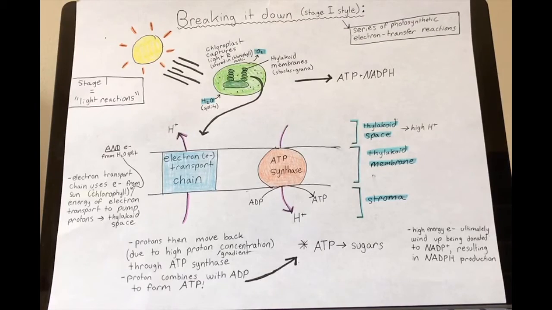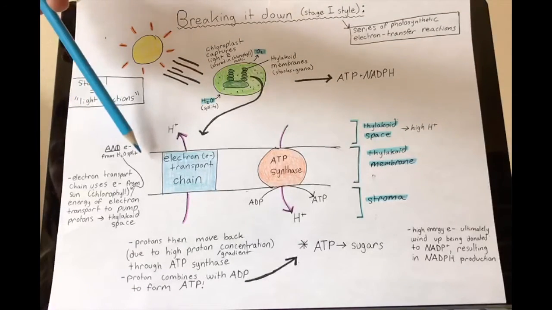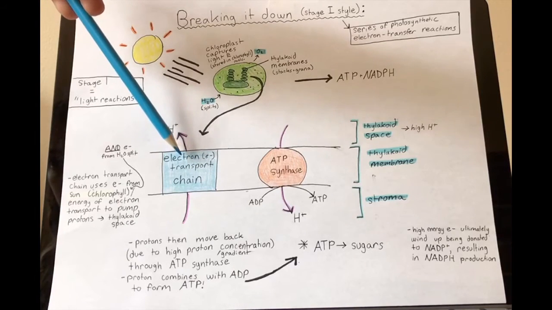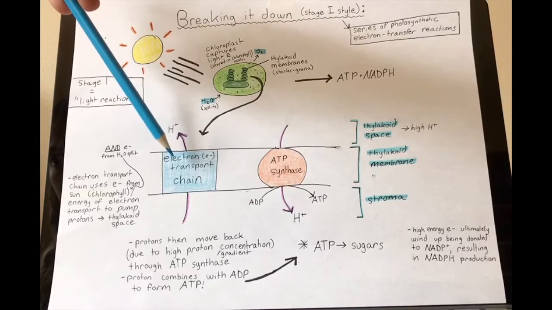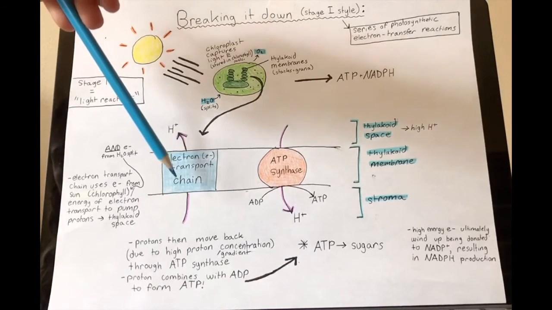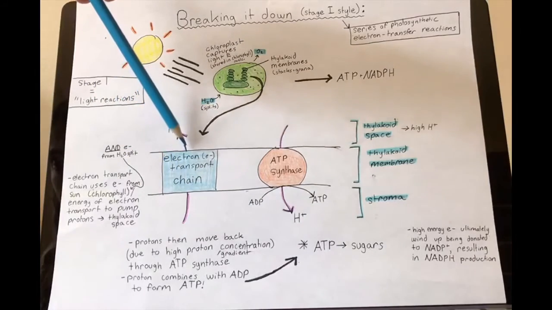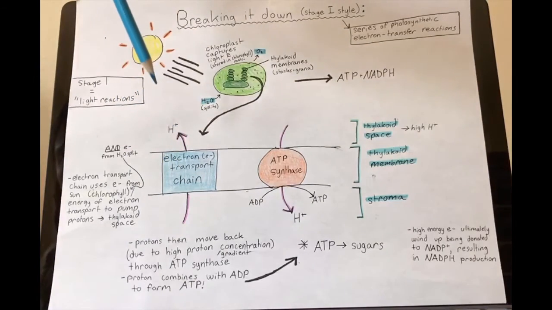We then focus on the thylakoid membrane gradient and see how the electron transport chain uses energy from the sun, which was stored in the chlorophyll molecules, as well as the electrons from split water molecules to pump protons from the stroma through the thylakoid membrane and into the thylakoid space, creating a high proton concentration.